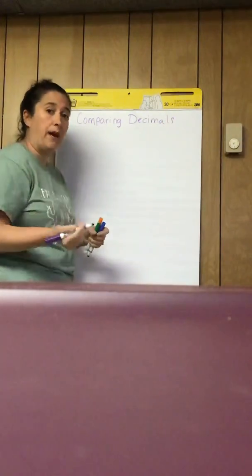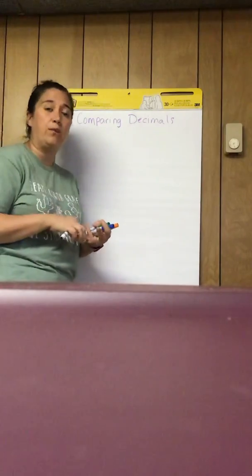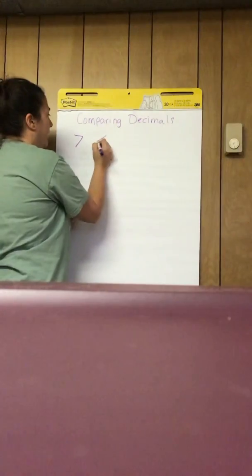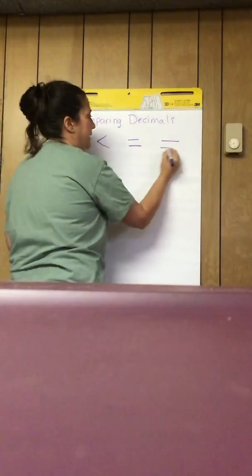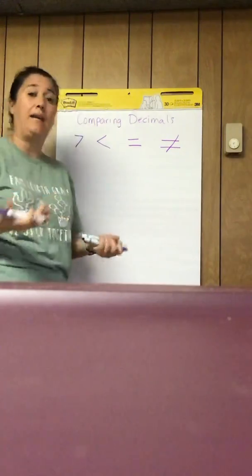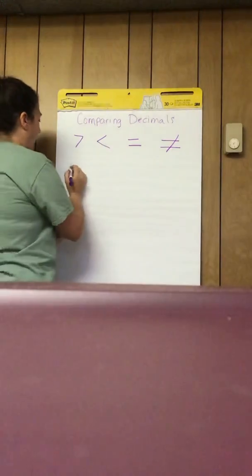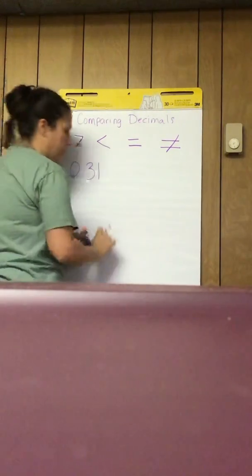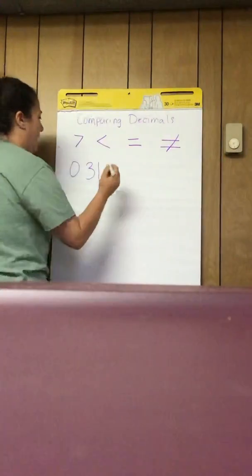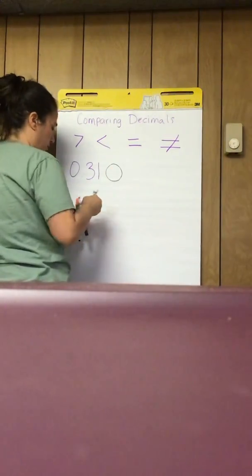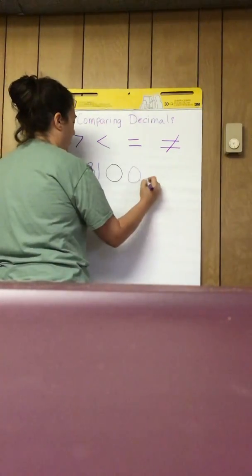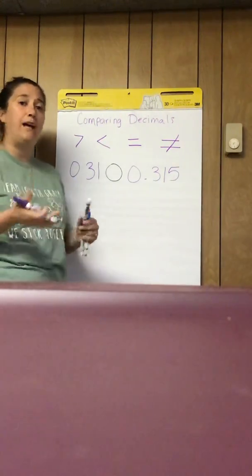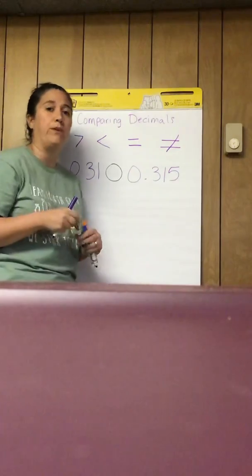Now remember, to compare numbers, you can use your greater than, less than, equal to, or sometimes you see a symbol which means that they are not equal, okay? So if I had two decimals, if I had 0.31, and I'm going to compare this decimal to 0.315. The first thing that you have to remember is you have to line your decimals up and make sure they have the same number of digits.